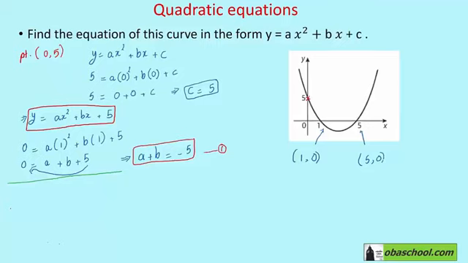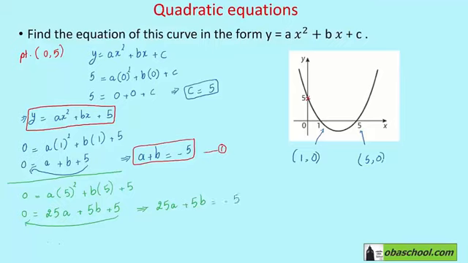Now for the second one, we're going to use the second coordinates, (5, 0), and let's substitute them. 0 is equal to a times 5 squared plus b times 5 plus 5, which is c initially. So 0 is equal to 25a plus 5b plus 5. Now let's flip 5 to the other side of the equal to isolate a and b. 25a plus 5b is equal to minus 5.